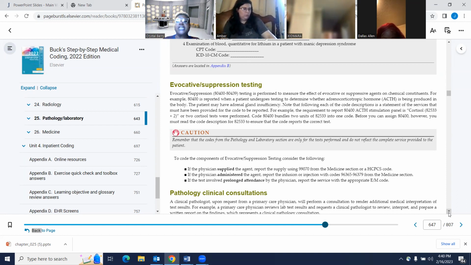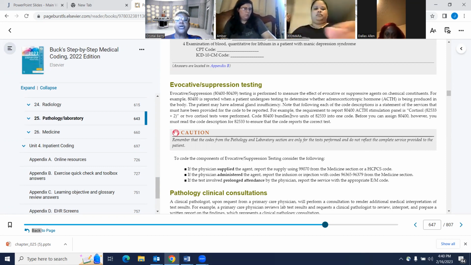Note that following each of the code descriptions is a statement of the services that must have been provided for the code to be reported. So this is where you pay attention. Note that following each of the code descriptions is a statement of the service that must have been provided. So this service has been provided already for the code to be reported.